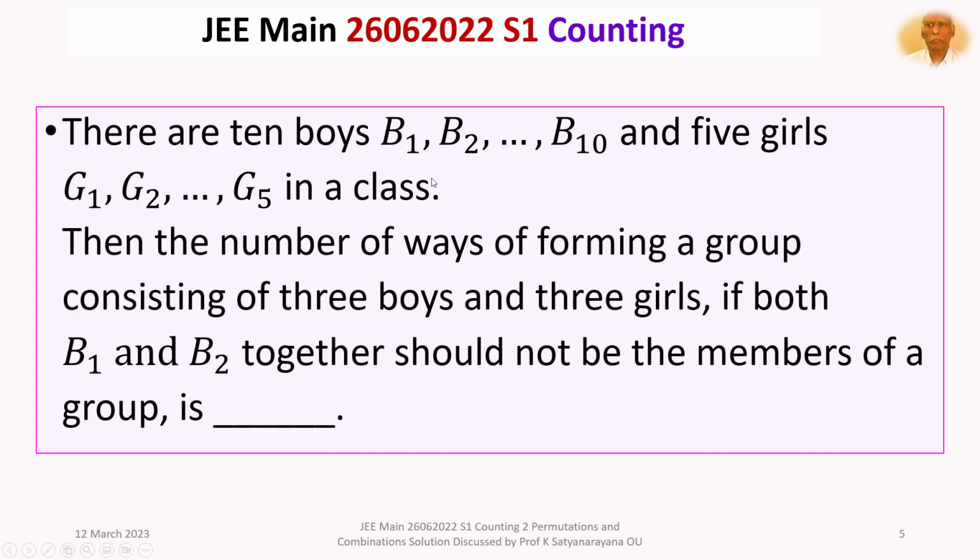we have a class in which we have 10 boys B1, B2, etc., B10 and 5 girls G1, G2, etc., G5. We have to find the number of ways of forming a group consisting of 3 boys and 3 girls with a condition that B1 and B2 together should not be the members of a group.